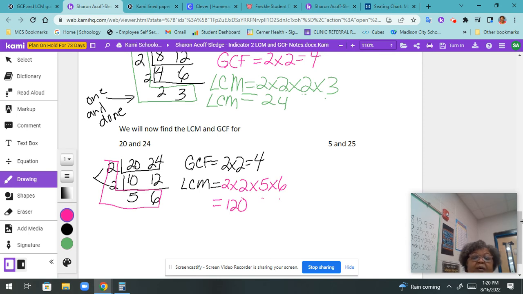If you don't get this part right here down to 1 and done, your LCM is going to be wrong. Your GCF is also going to be wrong. It's just going to be wrong.